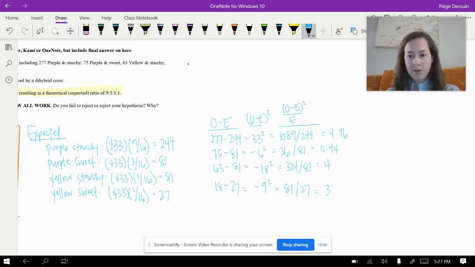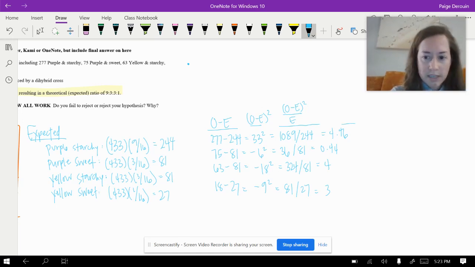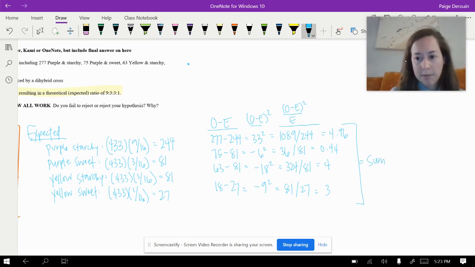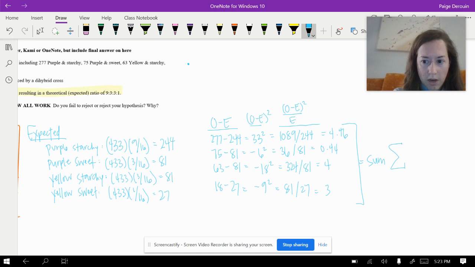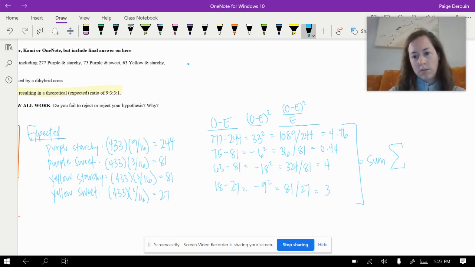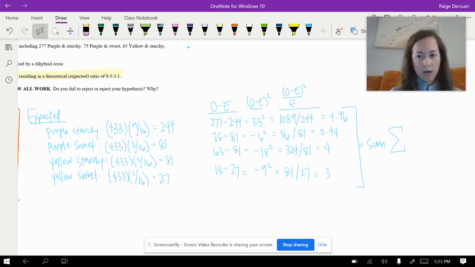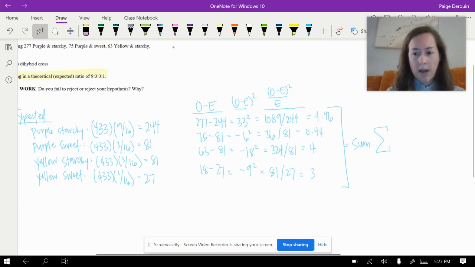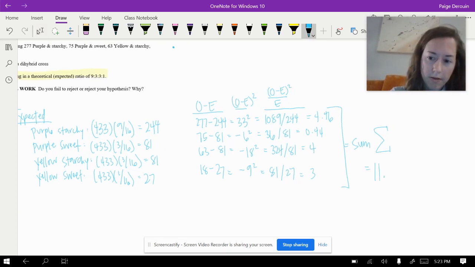Then the last thing you do is you sum all of these together. And that's this symbol on the formula. So we're going to take our 4.46 plus 4.44 plus 4 plus 3, and we're going to get 11.9. And that's equal to chi-square.